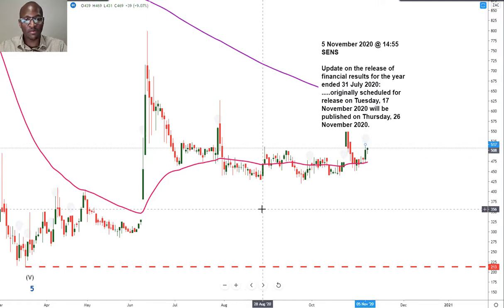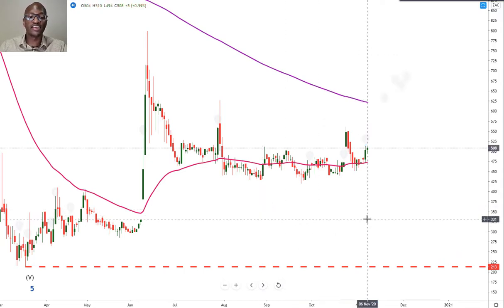Then on the 5th of November, there's a SENS announcement, update on the release of financial results for the year end 31 July 2020, originally scheduled for release on Tuesday 17 November, will be published on Thursday 26 November. So there was a delay. If you remember previously, when this happened, the market went down, and that downward movement was attributed to the fact that there was a delay in release of the results.